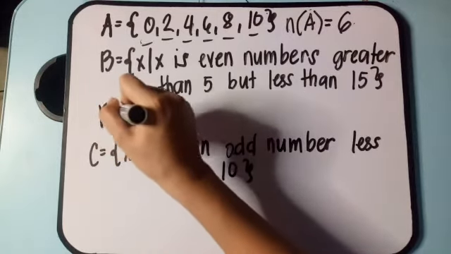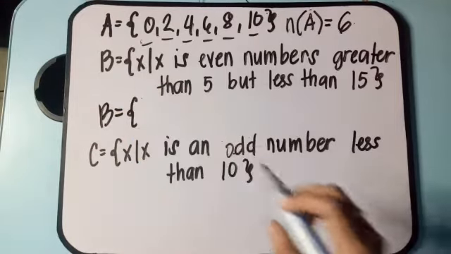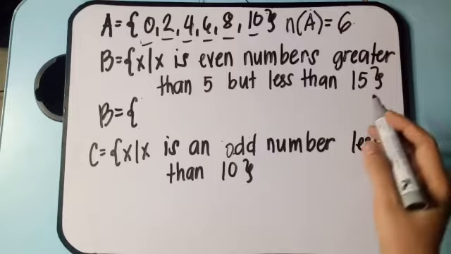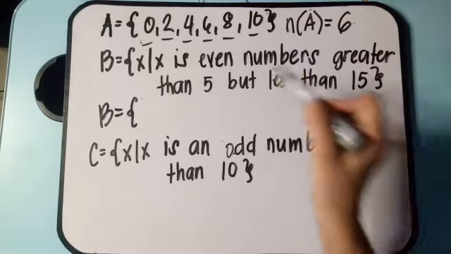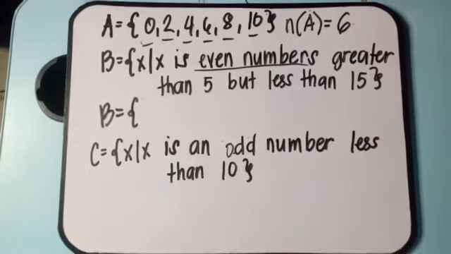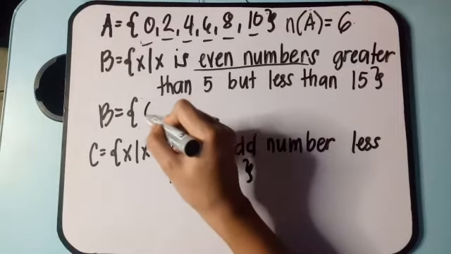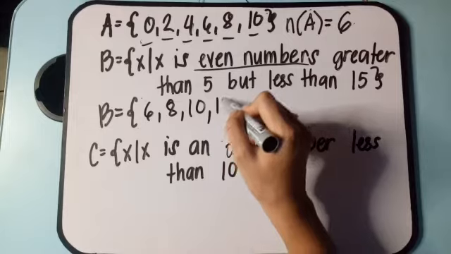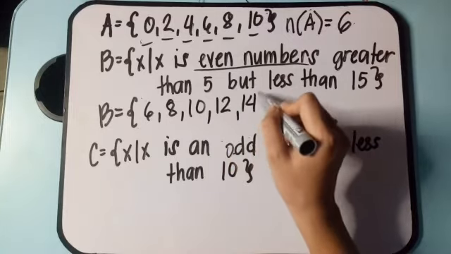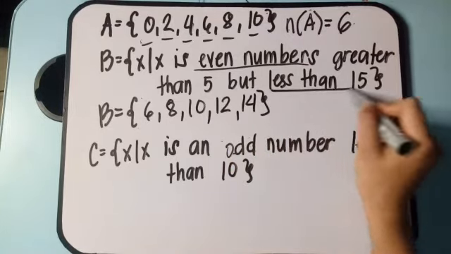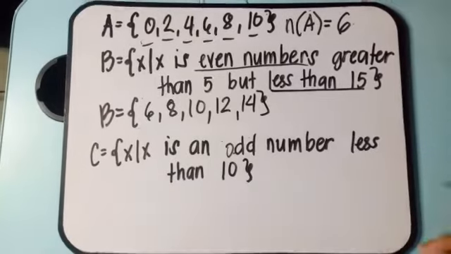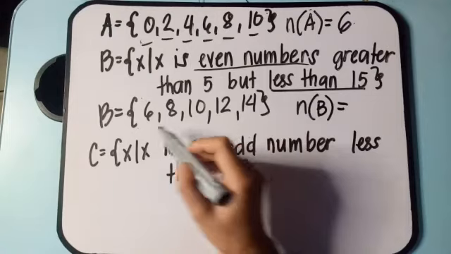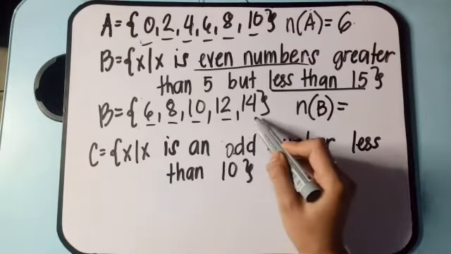So, if you were to list down the elements from set B, or if you can do it mentally, okay lang. So, if you will list down, we have greater than 5, which are even numbers. So, we have 6, 8, 10, 12, 14. Okay? Less than 15 yung last, ha? So, N of B now is we have 1, 2, 3, 4, 5.